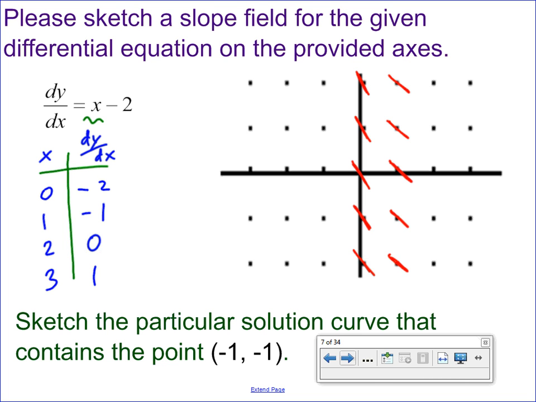When x is 2, then I have a slope value dy dx of 0. So what kind of line segments do I need when x equals 2? I need horizontal line segments. Good?